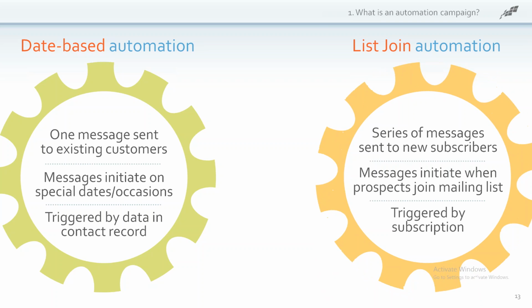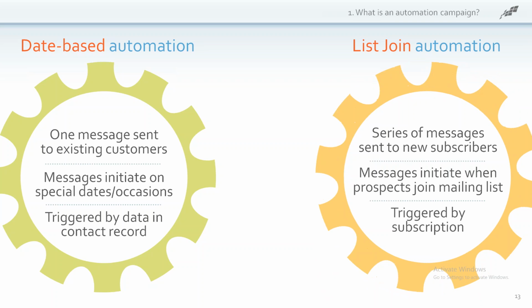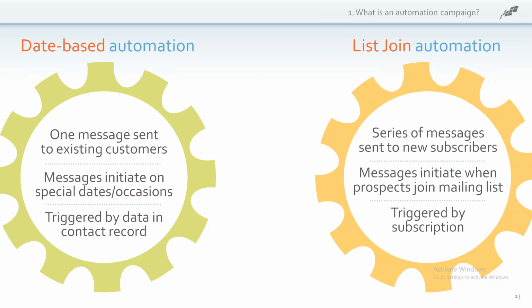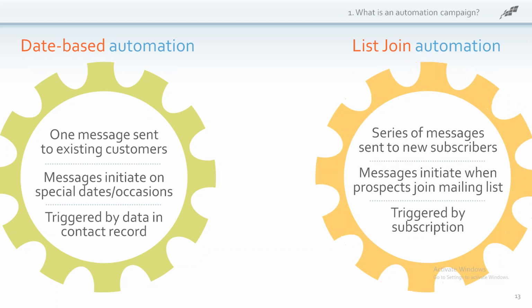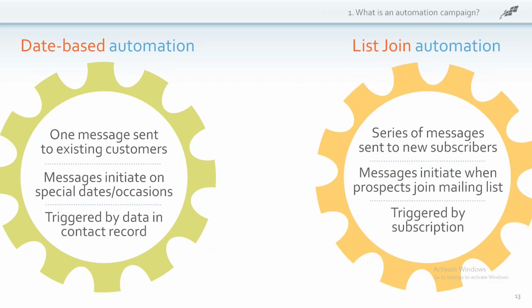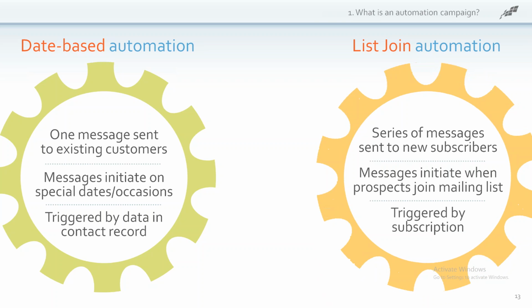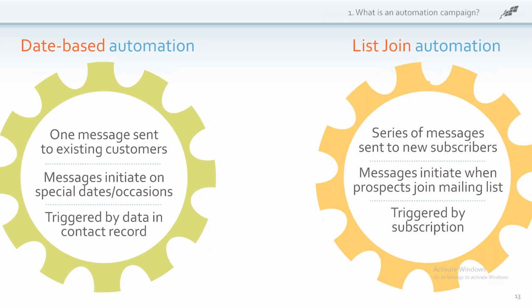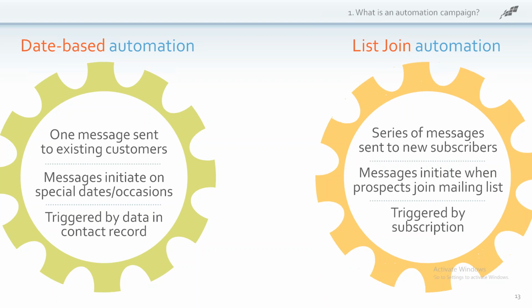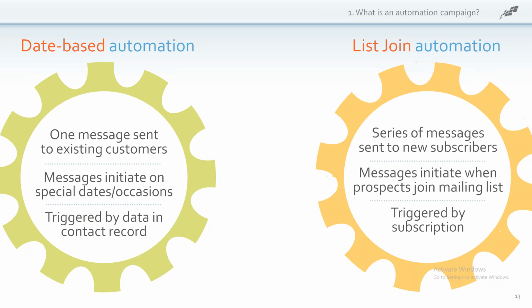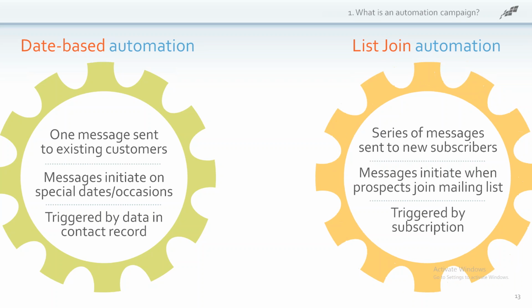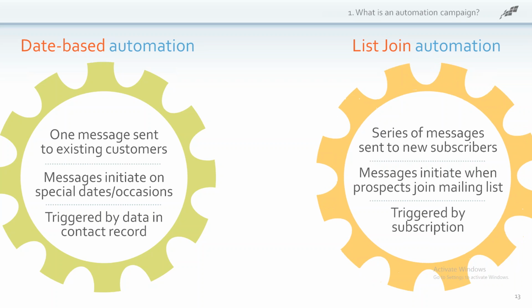It's meant to drive a specific action from the new subscriber while introducing them to your brand and the type of communications you send. So each one should have a theme or be working toward an end goal until the series concludes, and that content can be folded into your regular communication. Welcome emails are a good example of list join autoresponders.